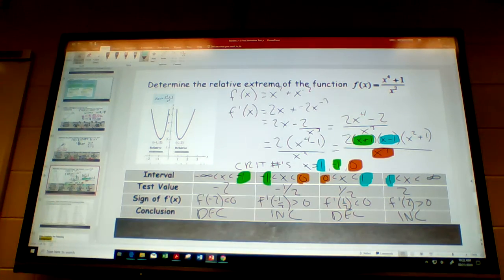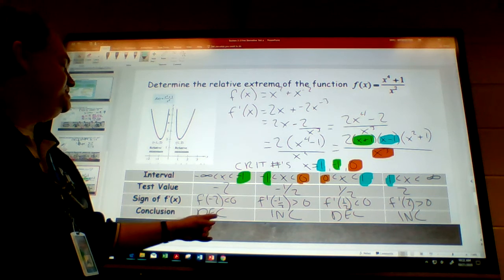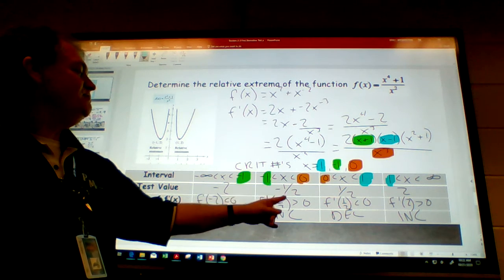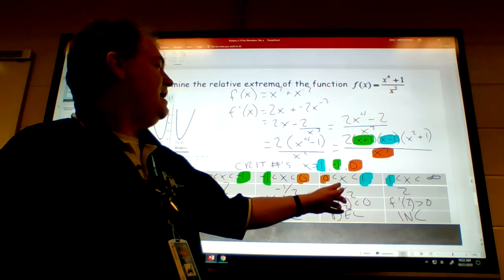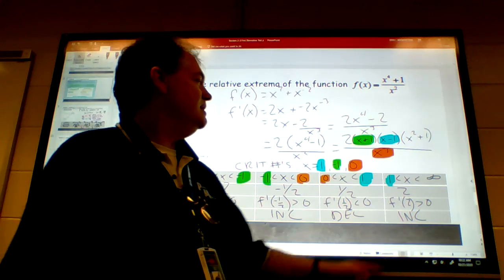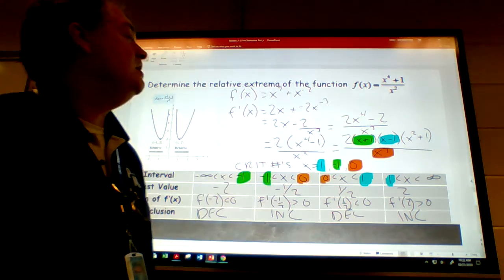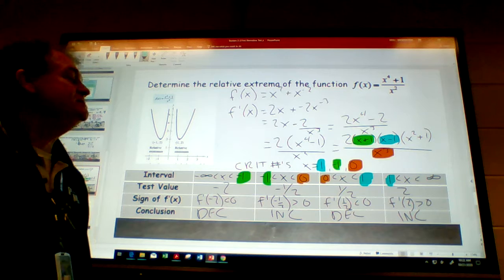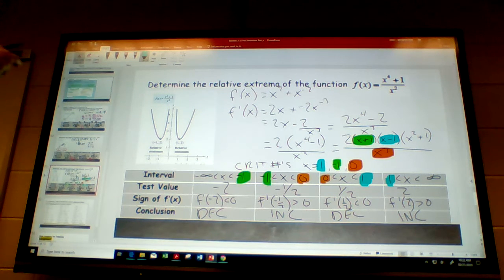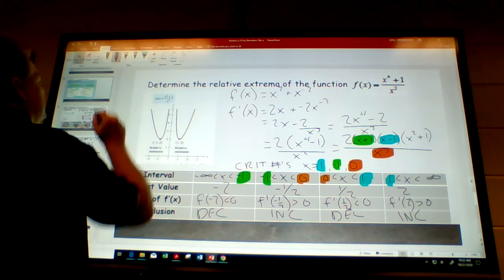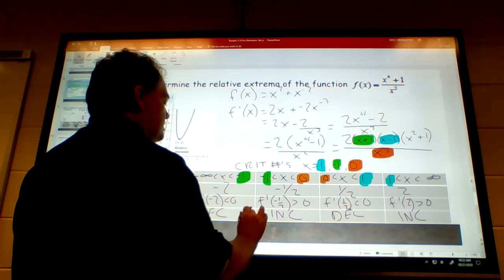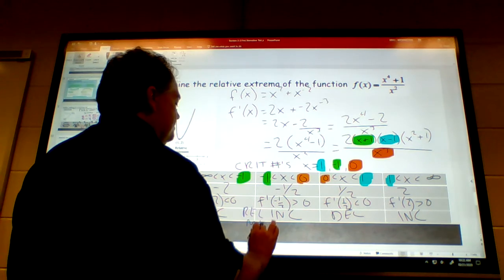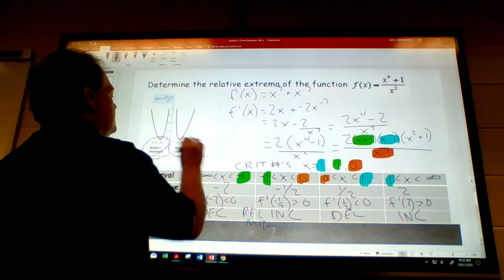So then I do f prime. It is negative, so it's decreasing. F prime at negative 1/2 is positive, so it's increasing. F prime of 1/2 is negative, so it's decreasing. And then finally, f prime of 2 is positive, so therefore it is increasing. So here you go. Now, the last thing I want to show you: you have two relative minimums, and you can see that right here, and you can see that right there.